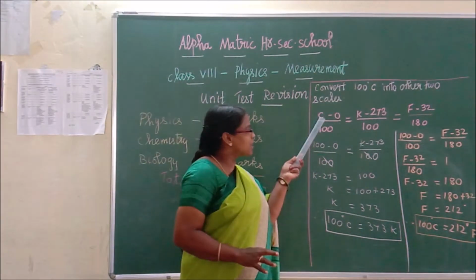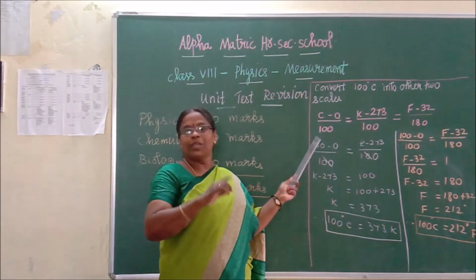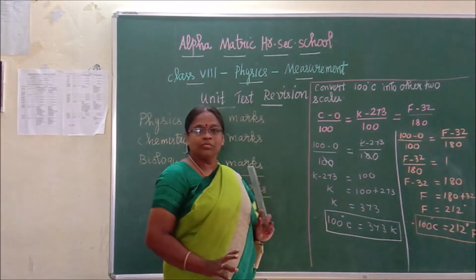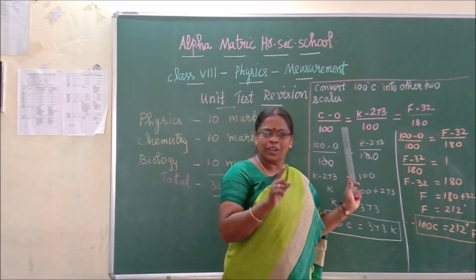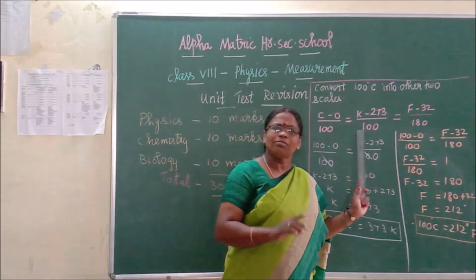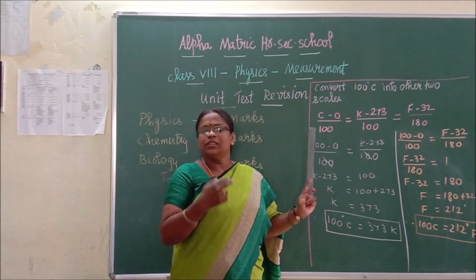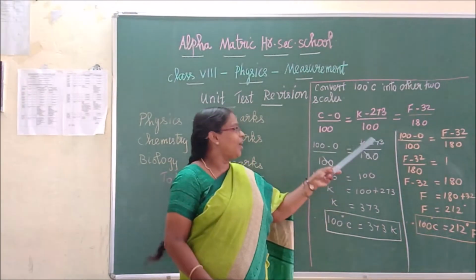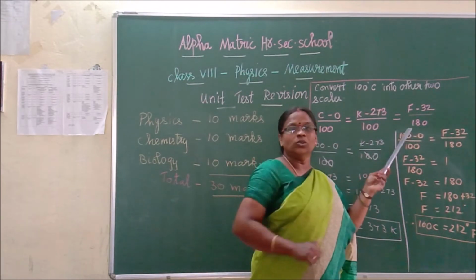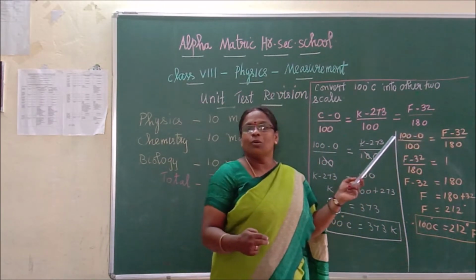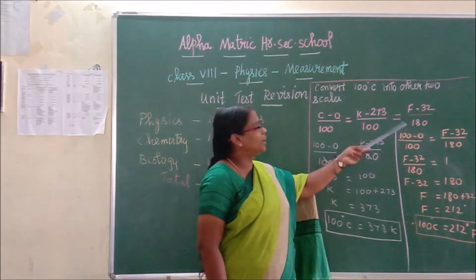In the Celsius scale, what is the upper value? 100. What is the lower value? 0. 100 minus 0 is 100. Now in the Kelvin scale, what is the upper value? 373. Do you have the diagram in your hand now? 373. What is the lower value? 273. 373 minus 273 is 100. Same in the Fahrenheit scale. What is the upper value? 212. What is the lower value? 32. 212 minus 32, you will get 180.